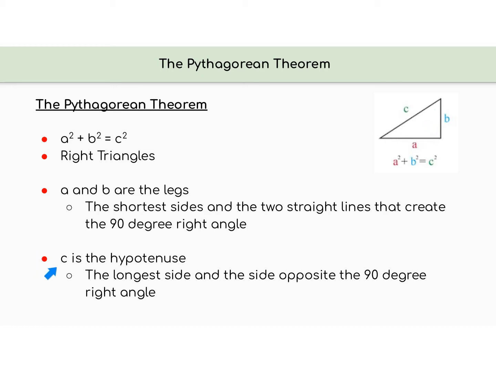Then finally, C is our hypotenuse. This is the longest side and the side opposite the 90-degree right angle. So if our right angle is here, the side opposite is our hypotenuse, and it's also the longest side. So this side is longer. It has a bigger side length than the legs, A and B.